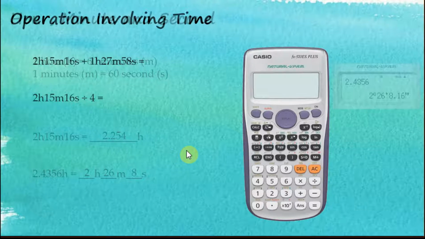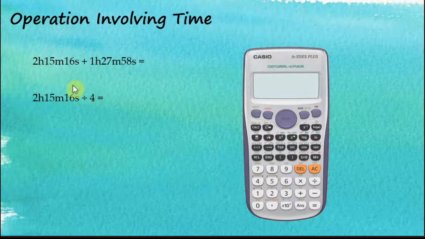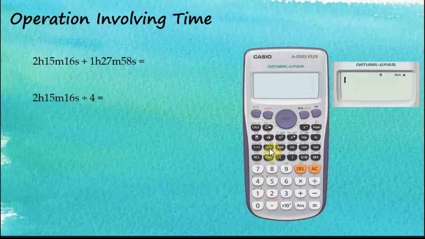Now let's see a few more examples. Let's say we would like to do some operations that involve time. So 2 hours, 15 minutes, 16 seconds plus 1 hour, 27 minutes, 58 seconds. So we can use the units of angles to do this. 2 hours, 15 minutes, 16 seconds plus 1 hour, 27 minutes, 58 seconds. Okay, equal. So this is the answer. 3 hours, 43 minutes, 14 seconds.